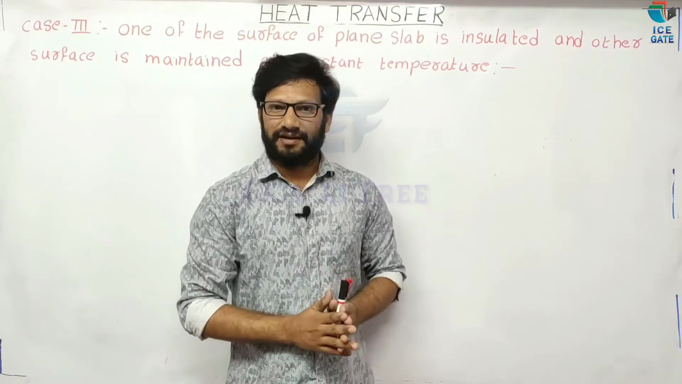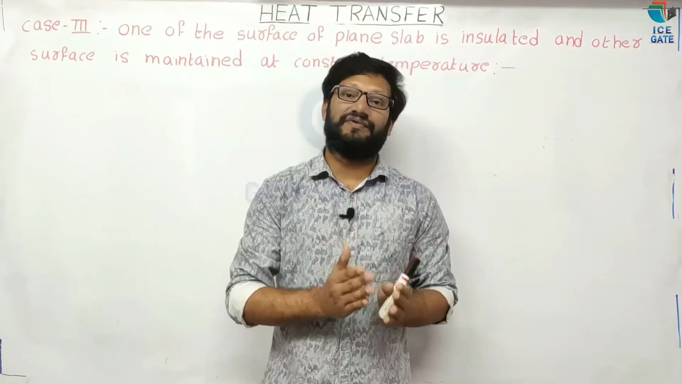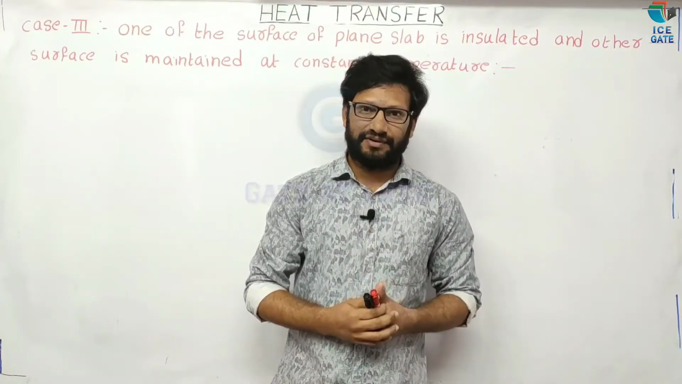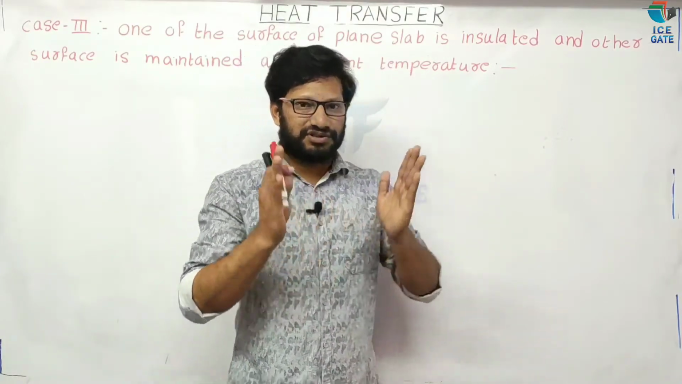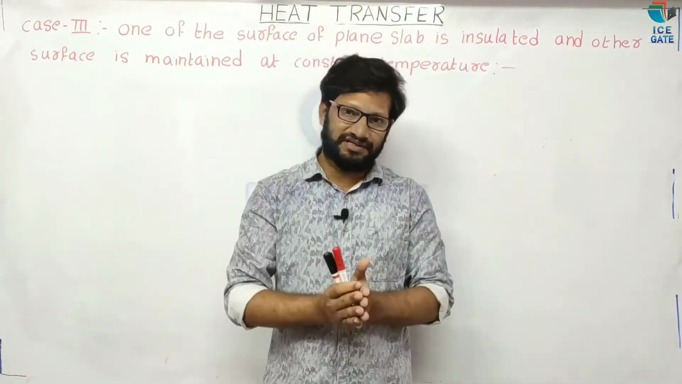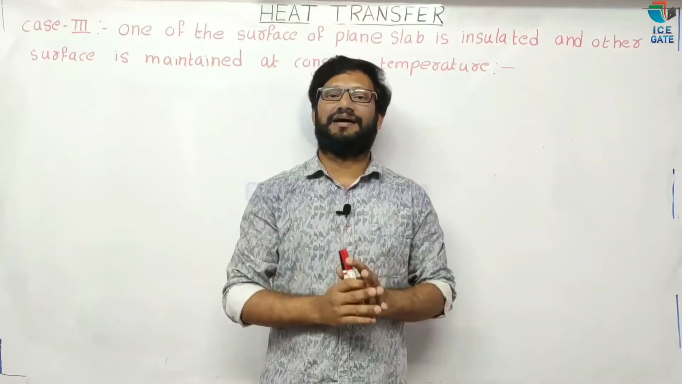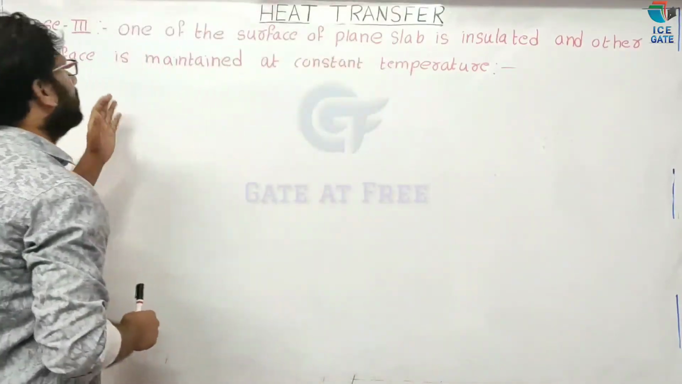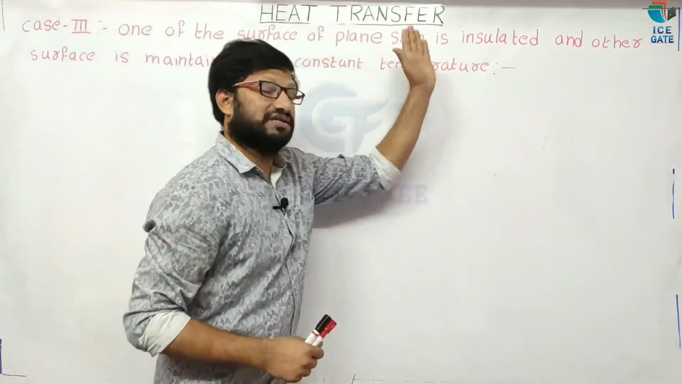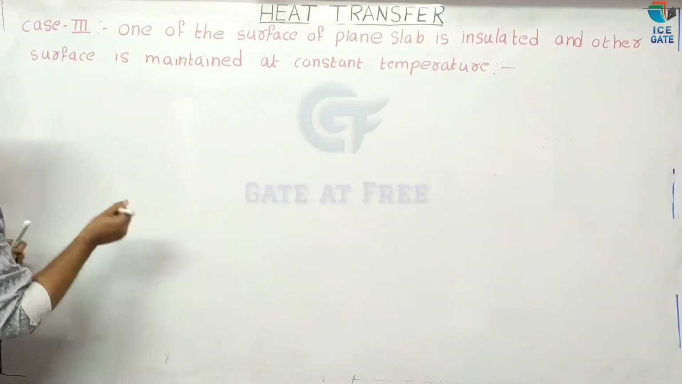In the previous class, we have seen conduction with heat generation. Case 1: plain slab with both surfaces maintained at the same temperature. Case 2: the surfaces are maintained at different temperatures. Now the third case: one surface of the plain slab is insulated and the other surface is maintained at constant temperature.